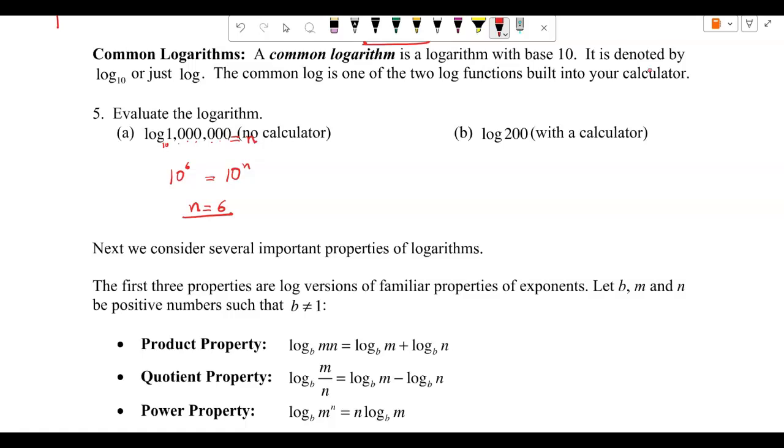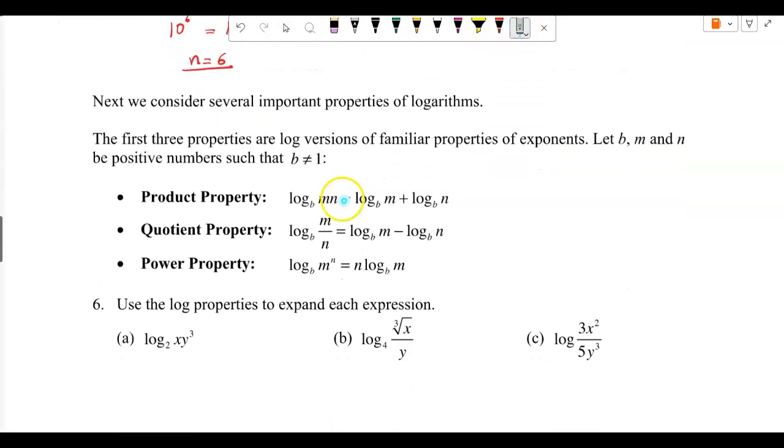With the calculator, you just type in log 20. Do you have a calculator? I do, yes. So tell me what's your log 20. 2.3010. Wow. Okay, now the next set of rules are very, very important.